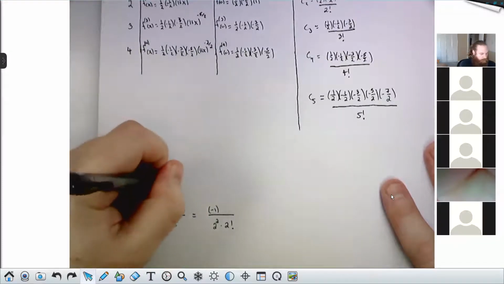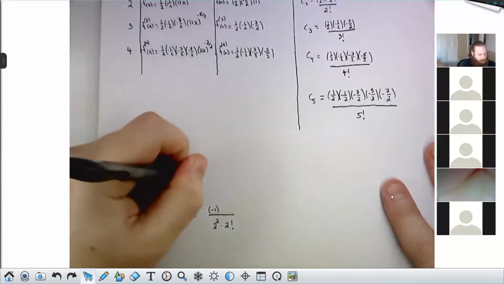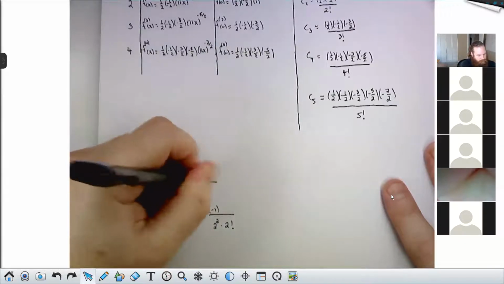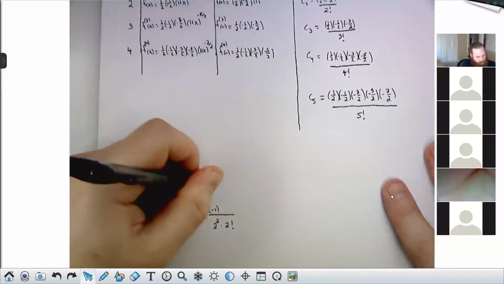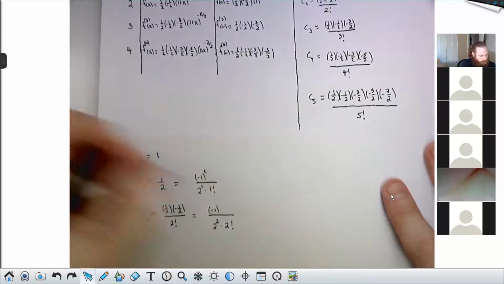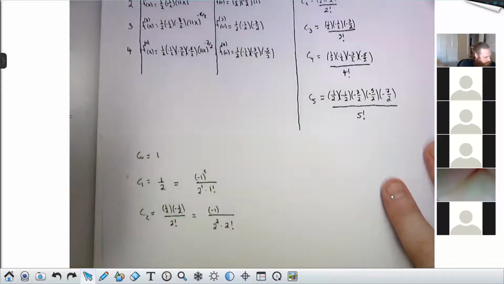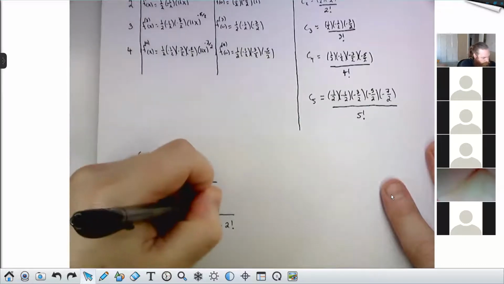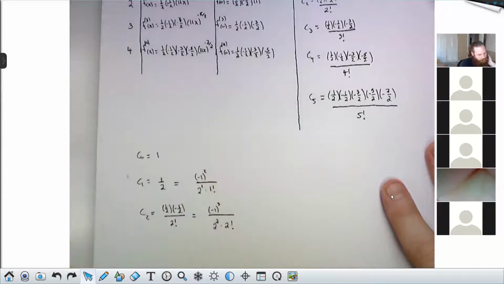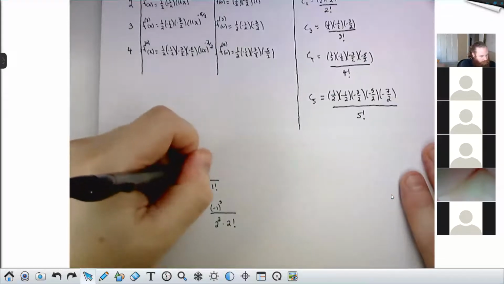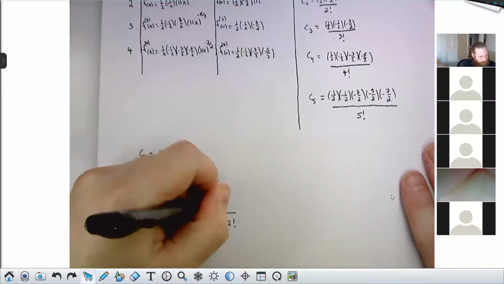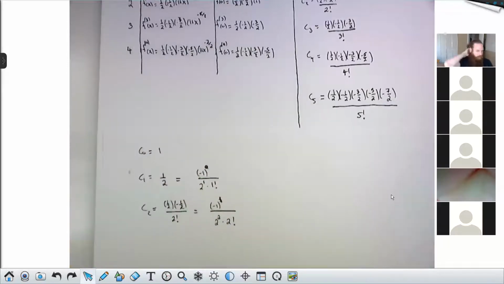I could treat this one as negative 1 squared over 2 to the 1 times 1 factorial. Negative 1 squared, I can call this negative 1 cubed if I wanted to, or negative 1 to the n minus 1. Yeah, we could even do that. We can call this negative 1 to the 0, negative 1 to the 1 if we wanted. This is probably going to be the easier way.